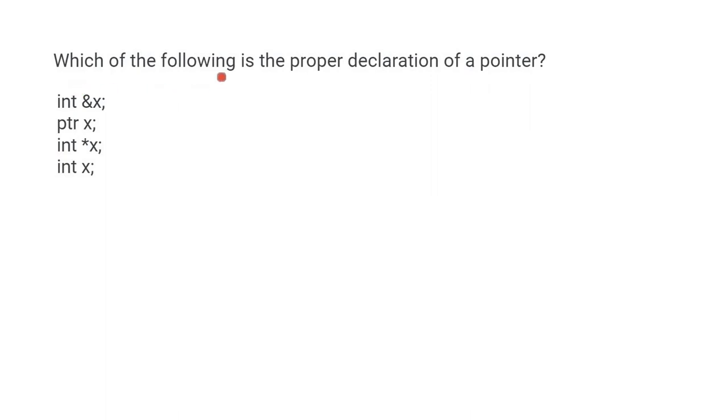So the first question is, which of the following is a proper declaration of pointer? Pause the video and think which one is correct out of the four options. The correct answer is this one.